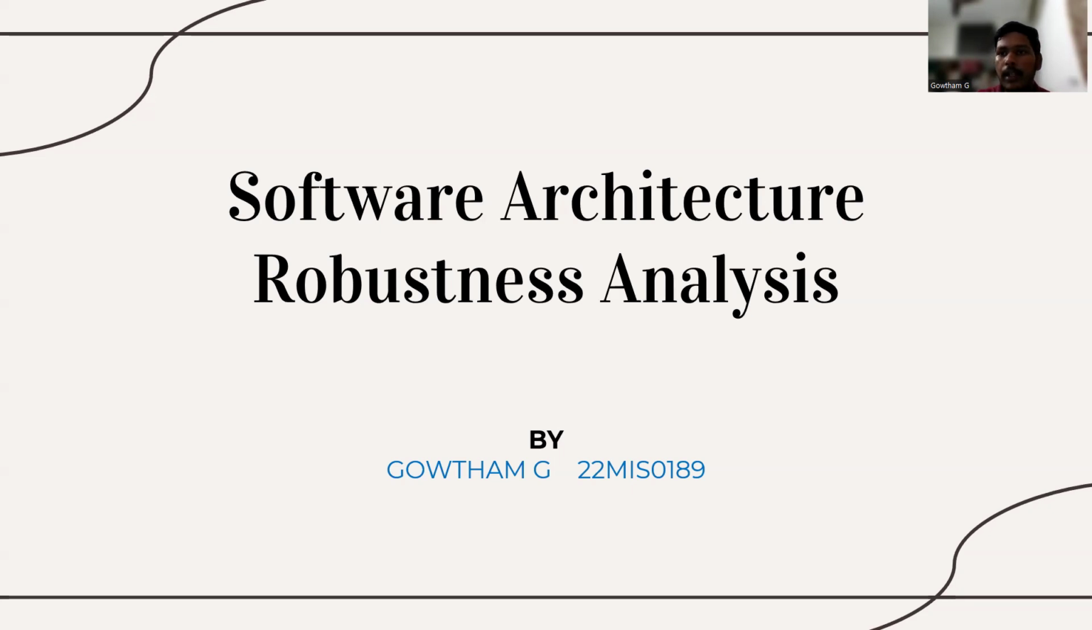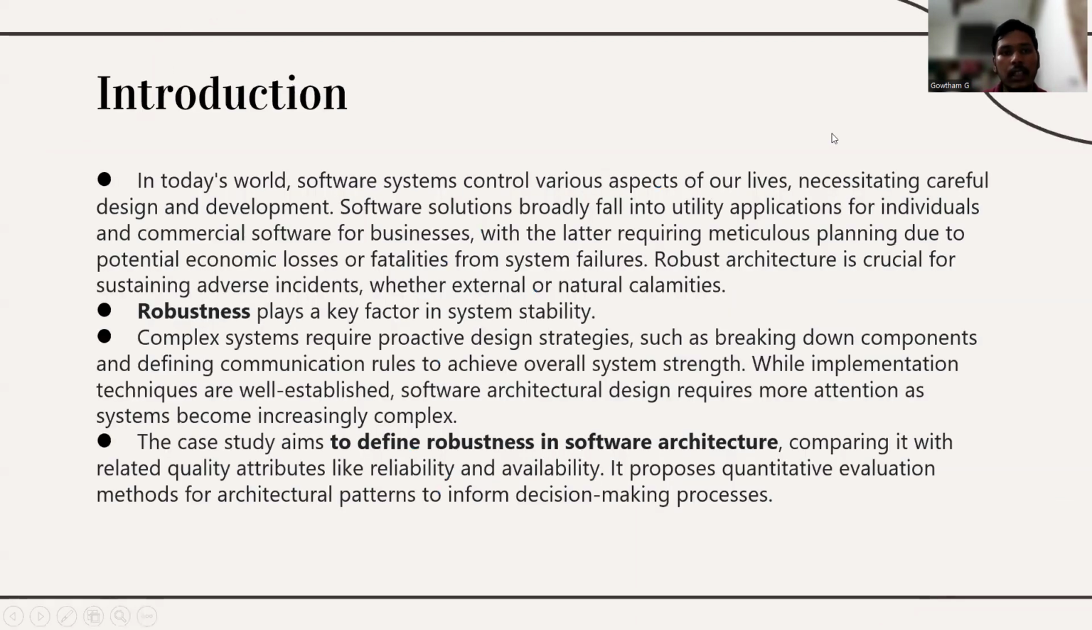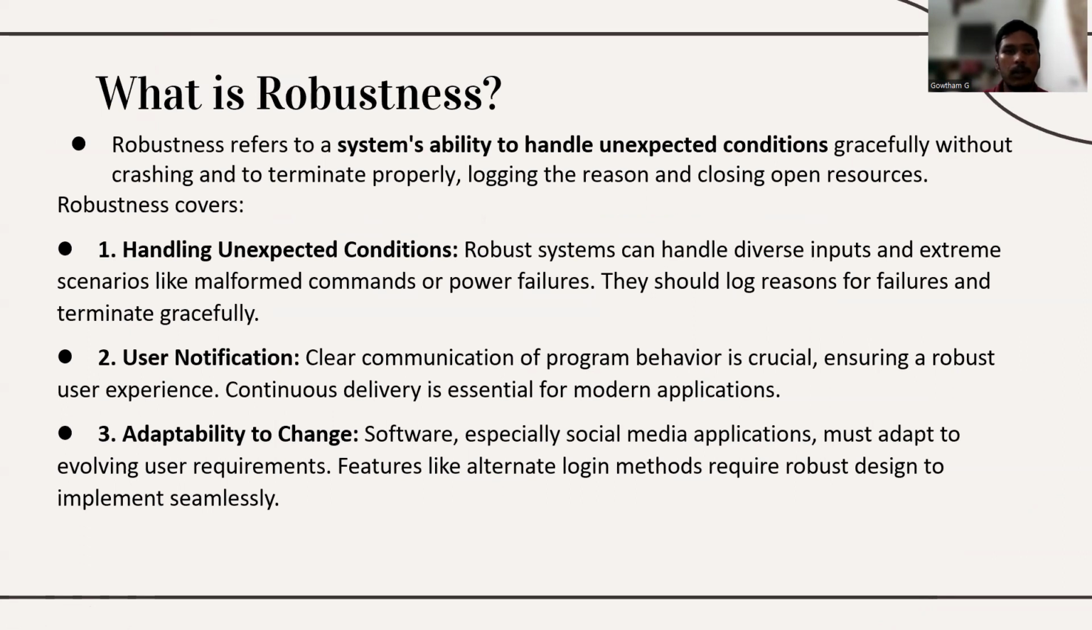So even though there are many factors, why are we more concentrating on robustness? How does robustness affect the quality of software architecture? In this PPT, I am going to explain in detail what is robustness, what are the characteristics of robustness, and how does robustness affect the quality of architecture by explaining a case study to you all. So before starting the case study, let us all know what is meant by robustness.